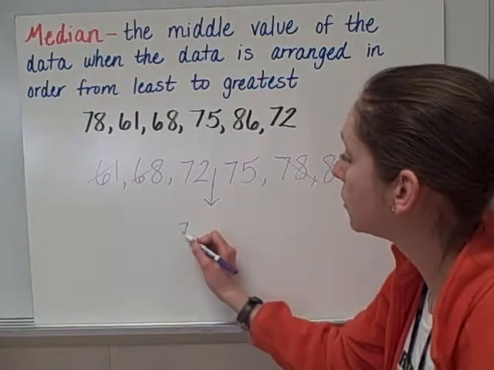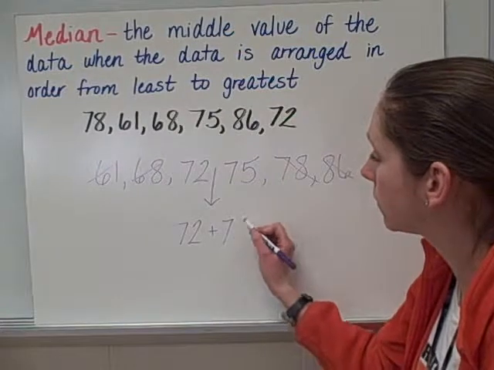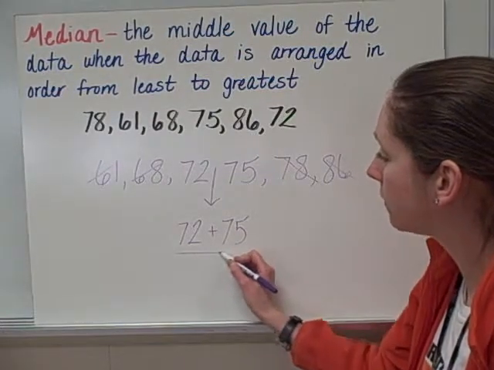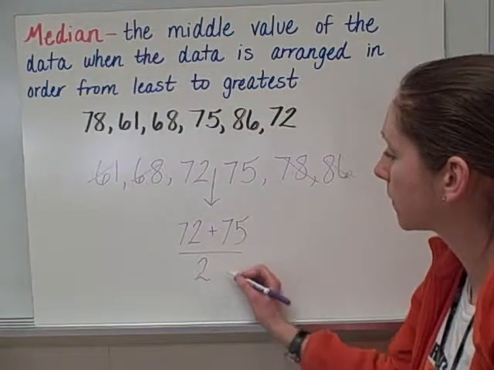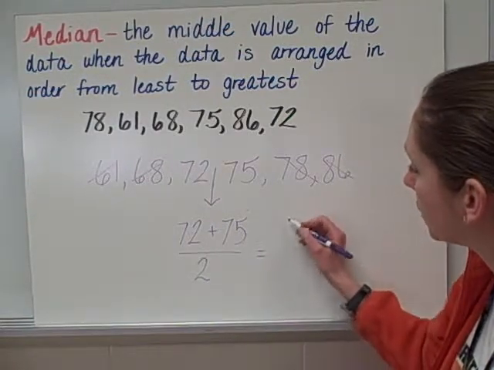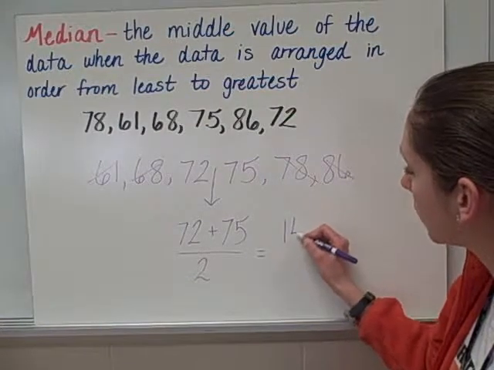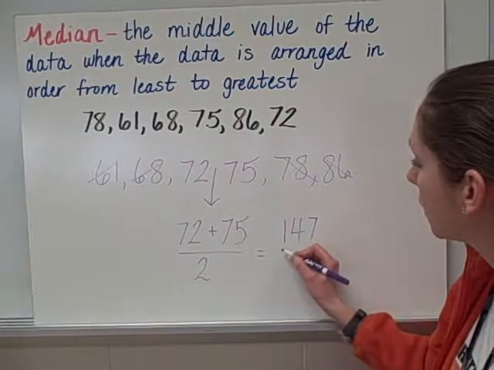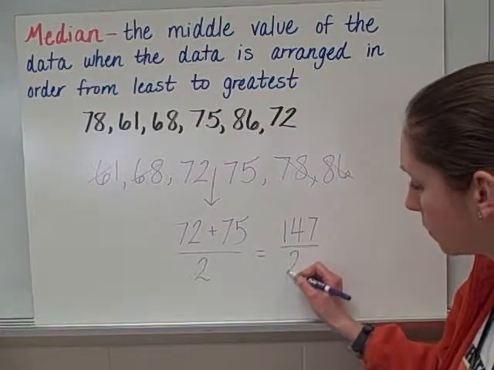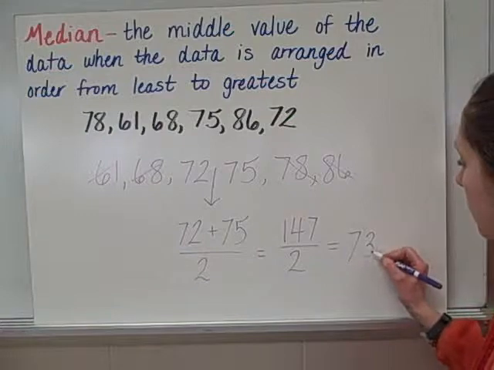So I've got to add the 2 numbers together, 72 plus 75, and divide that by 2. So 72 plus 75 gives me 147 divided by 2 equals 73.5.